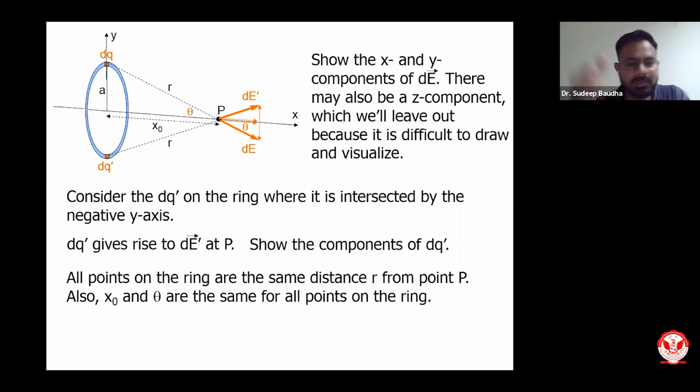So all points on the ring are the same distance r from the point, and also x0 and theta are the same for all points on the ring. As you can see from the geometry, all points on the ring are at the same distance. So this r will be the same across the geometry, and theta will also be the same for all points on the ring.